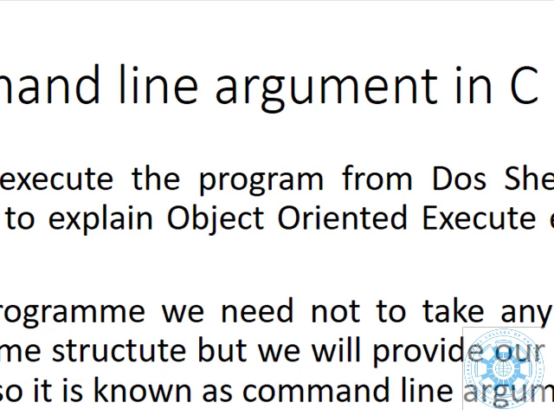The main objective is to execute the program from DOS shell, not with Control F9. As we know, when we prepare any program in Turbo C, we use F9 and then Control F9 to execute, but here the command line argument program will run from DOS shell. And the second objective is to explain object oriented execution environment in Turbo C.